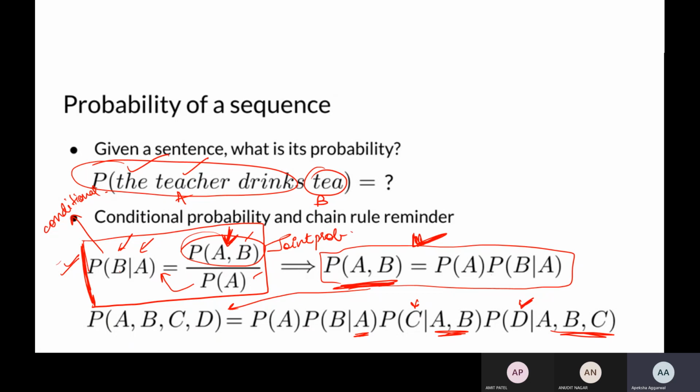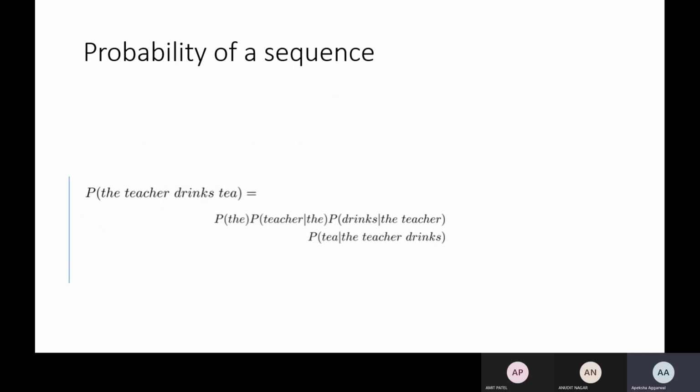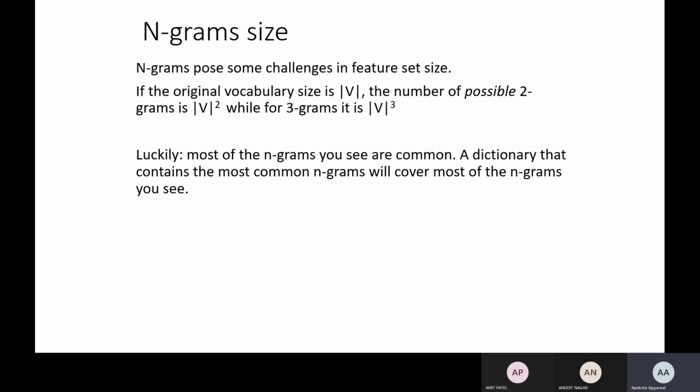Okay, so this is clear. Prepare a numerical on this. Here it's written: the teacher drinks tea, the teacher, then drinks given the teacher, tea given the teacher drinks. So this is the probability of a sequence. This is how we calculate the probability of a sentence.